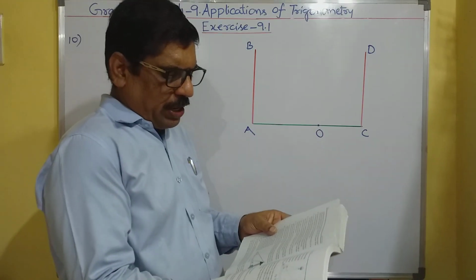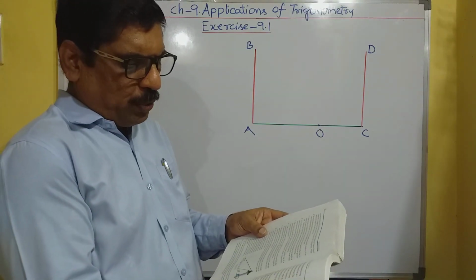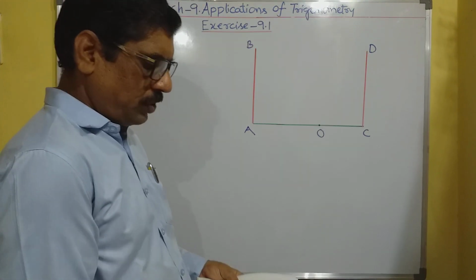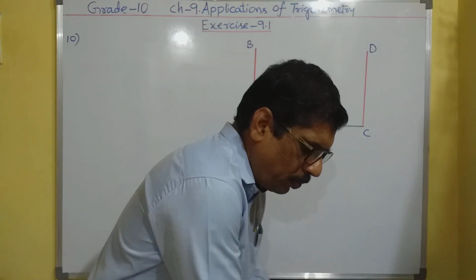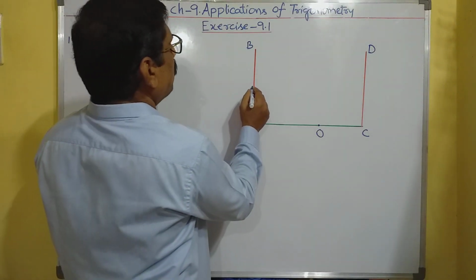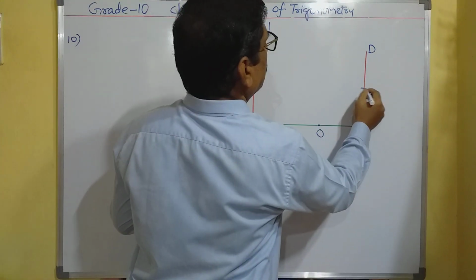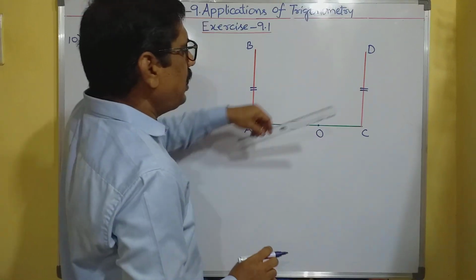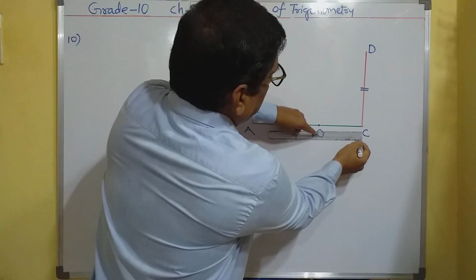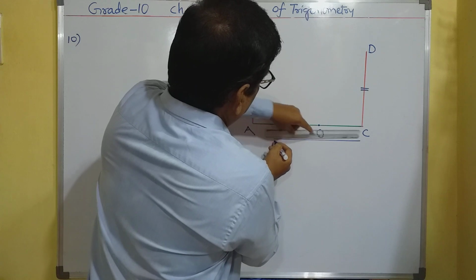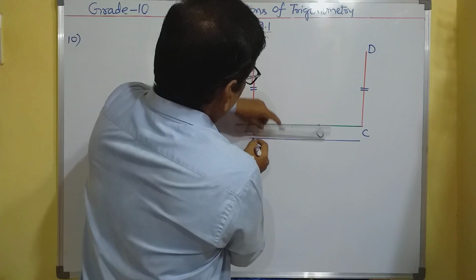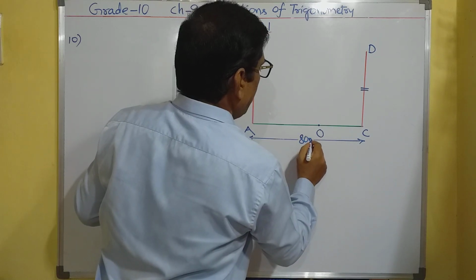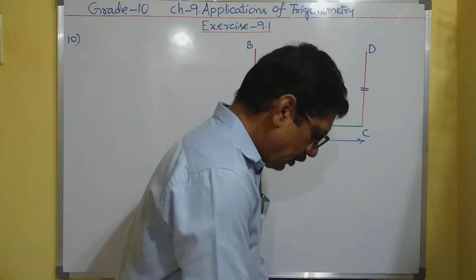Two poles of equal height are standing opposite each other on either side of the road, which is 80 meters wide. Now look at this. Here there are two poles. The heights of these two poles are equal. This height is equal to this height. Okay, and they are either side of the road. So the length of the road is given. The distance between the two poles is 80 meters. Okay, this is 80 meters. Okay, this is the information given.